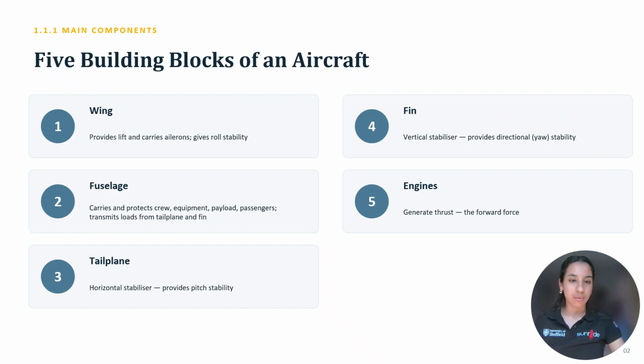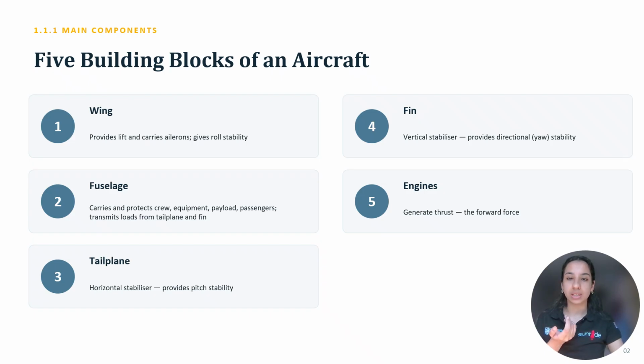Okay, then we have the tailplane. Now the tailplane is a horizontal stabilizer which provides pitch stability. We're going to explain what pitch, yaw, and roll are. So pitch is the angle at which the airplane can go up and down. The tailplane helps to stabilize it, and we call it the horizontal stabilizer.